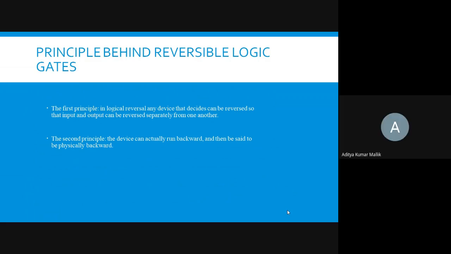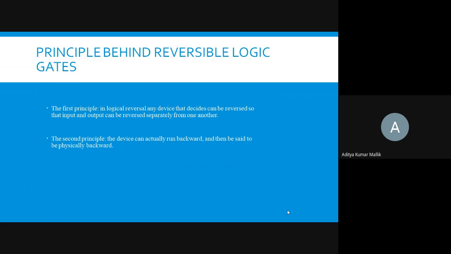Hello, I am Aditya, and we will now discuss the principle behind reversible logic gates. In irreversible logic gates, the problems are the loss of information and heat dissipation. The loss of information is associated with the laws of physics, which we all know as kT ln 2 energy. So we need to reduce this information loss and also the heat dissipation.